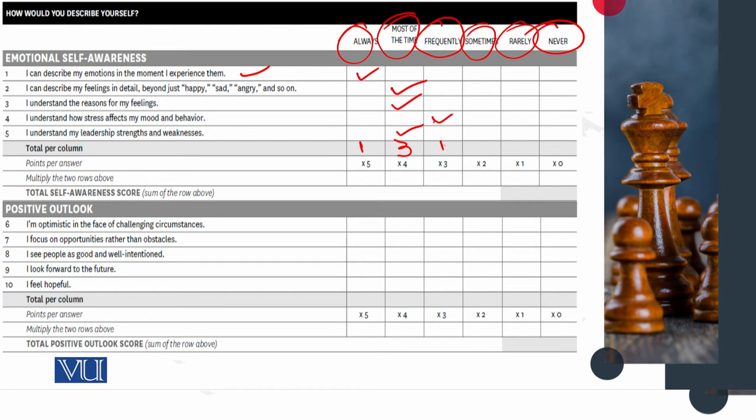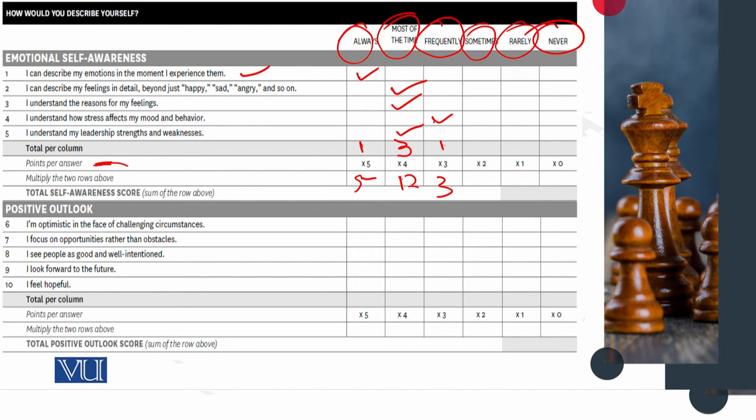Okay, ab ye mere paas values aa gaye ki kitne ticks maine lagaye. Ab in values ko aap points per answer, jo hamara yahan wala issue hai, iske andar aap multiply karoge. For example, 1 into 5 is 5, 3 into 4 is 12, and 1 into 3 is 3, and then you have to sum total all these values.